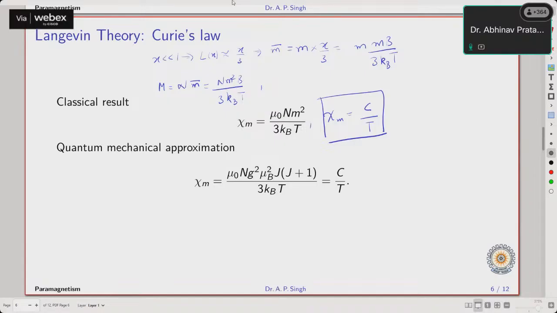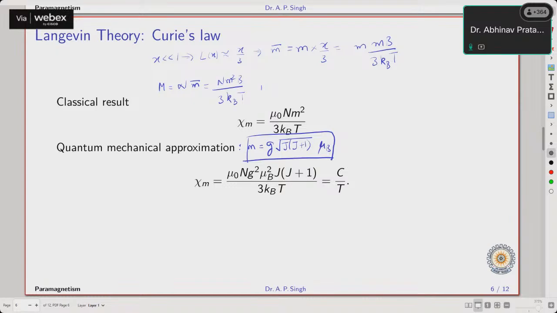Now all these things were classical results. What happens quantum mechanically? Quantum mechanically, not much difference happens. The only difference is that instead of m, you write this particular m as the Landé g factor times the square root of j(j+1) times ħ. The ħ will be consumed in the Bohr magneton. So we write it like this. That is what the quantum mechanical expression for the dipole moment becomes.